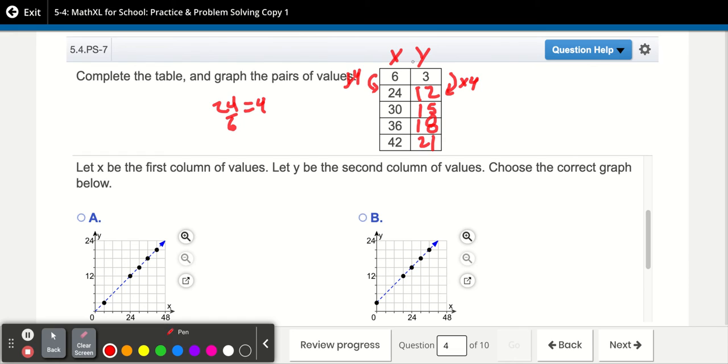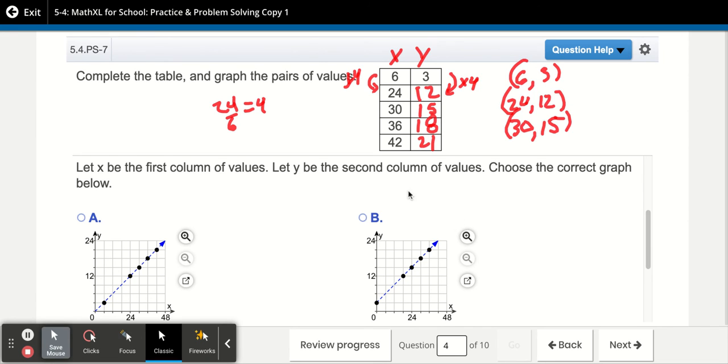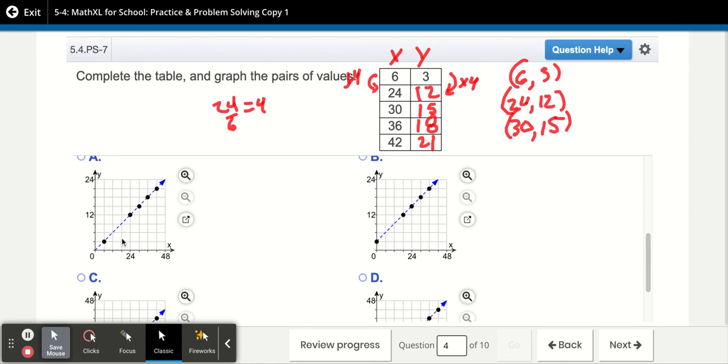So 6, 3, that's our point. These are the points here. 6, 3, 24, 12, 30, 15, and so on. So we need to find a graph that represents all 5 of those pairs.